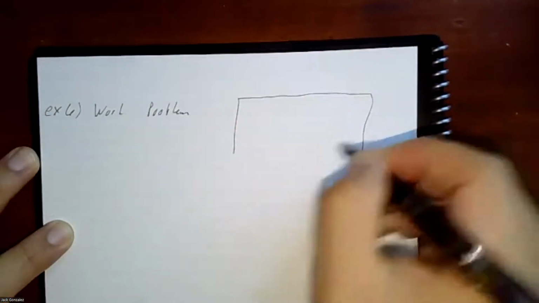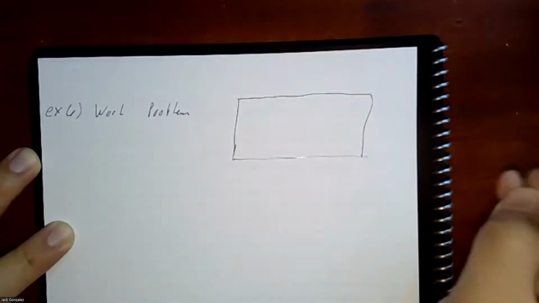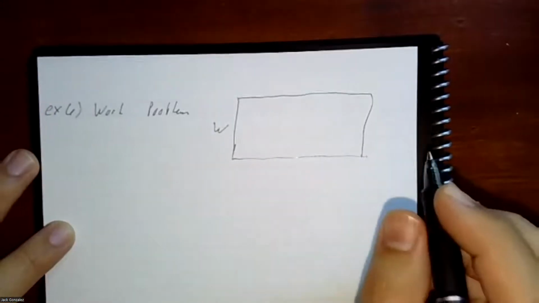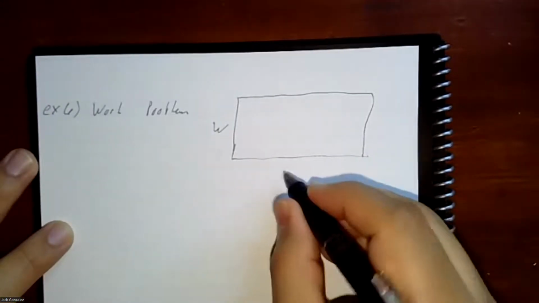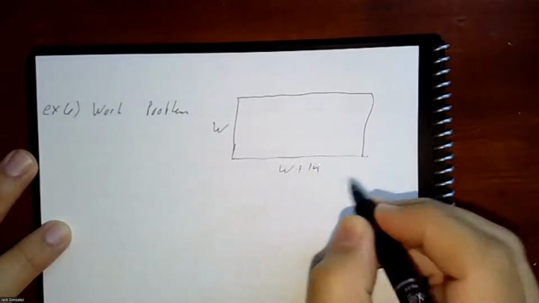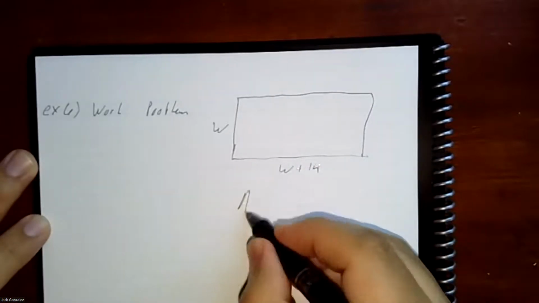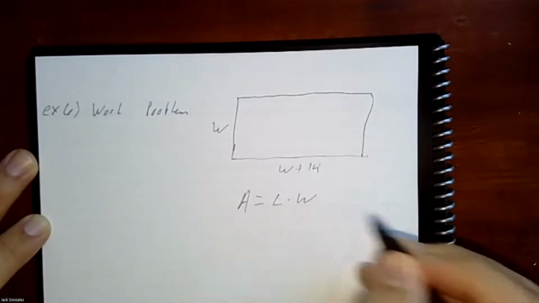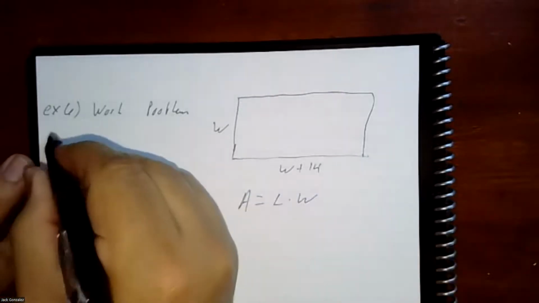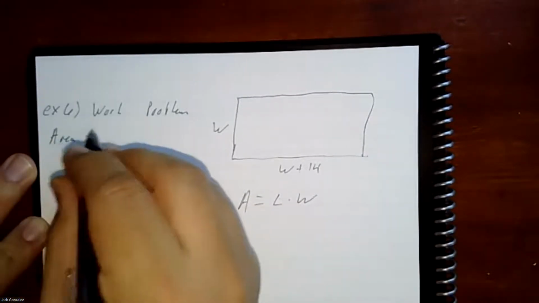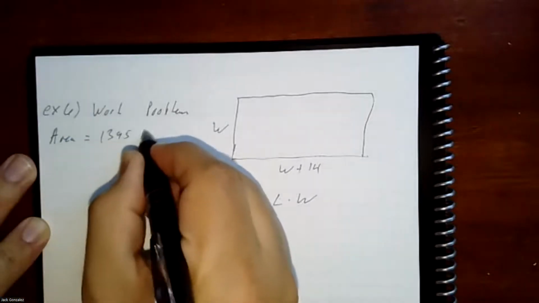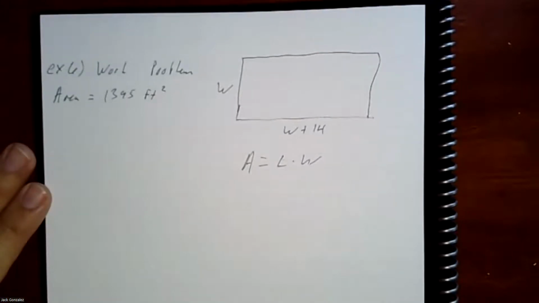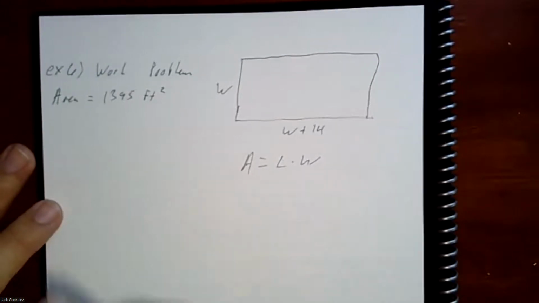Okay, they gave us this rectangular floor plan. They say one side is the width and the other side, they say the length is technically 14 more than the width. So they change it to be this. So we should know that the area of a rectangular surface like this should be length times width, right? They told us that the area was 1395 feet squared. So part A is what is the equation for the area?